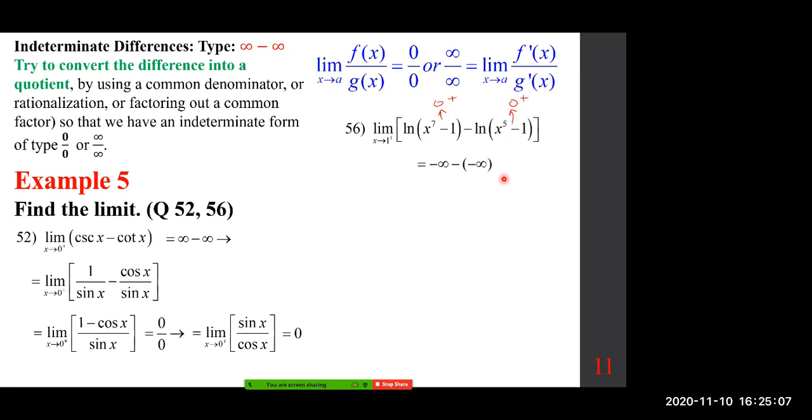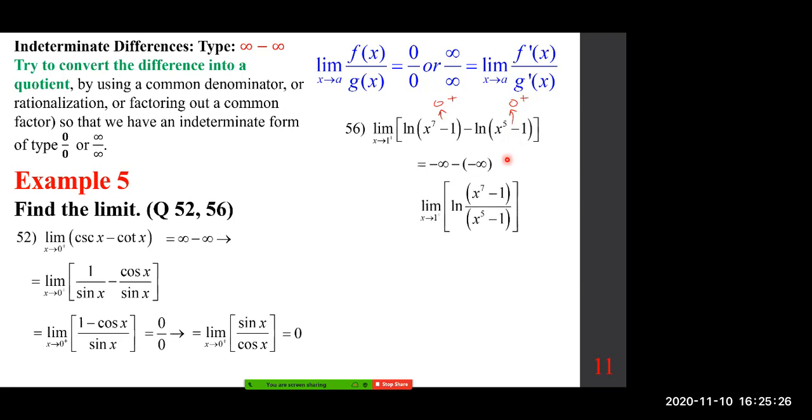So how do we deal with that? Let's put the logs together. It's been decomposed, so when we put them together, we get ln of x to the power of 7 minus 1 over x to the power of 5 minus 1.